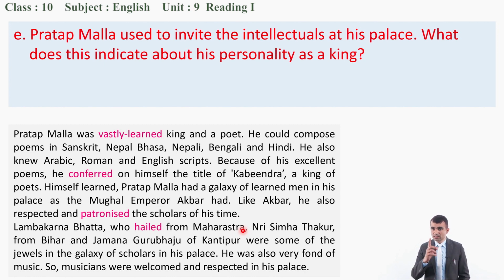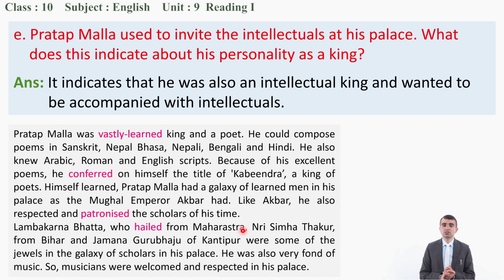Okay, so what do you think his personality was like? He was a learned person, an intellectual person. Is it so? Good. So you can write, it indicates that he was also an intellectual king and wanted to be accompanied by intellectuals. He liked the company of intellectual people. Is it so? Everything is easy, isn't it? Now go back to the reading and solve them on your own once again.